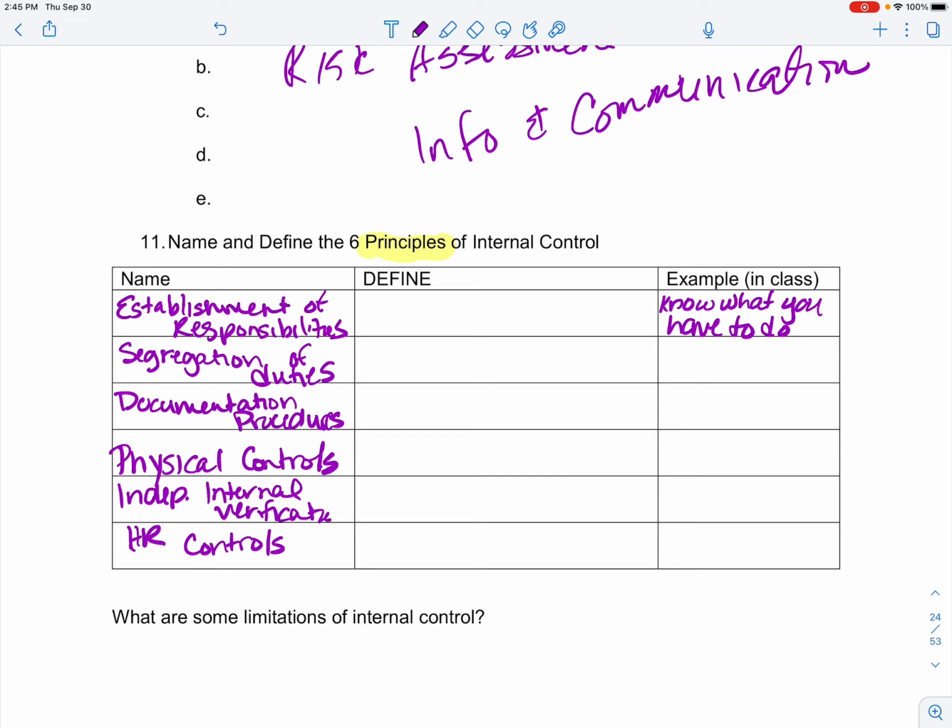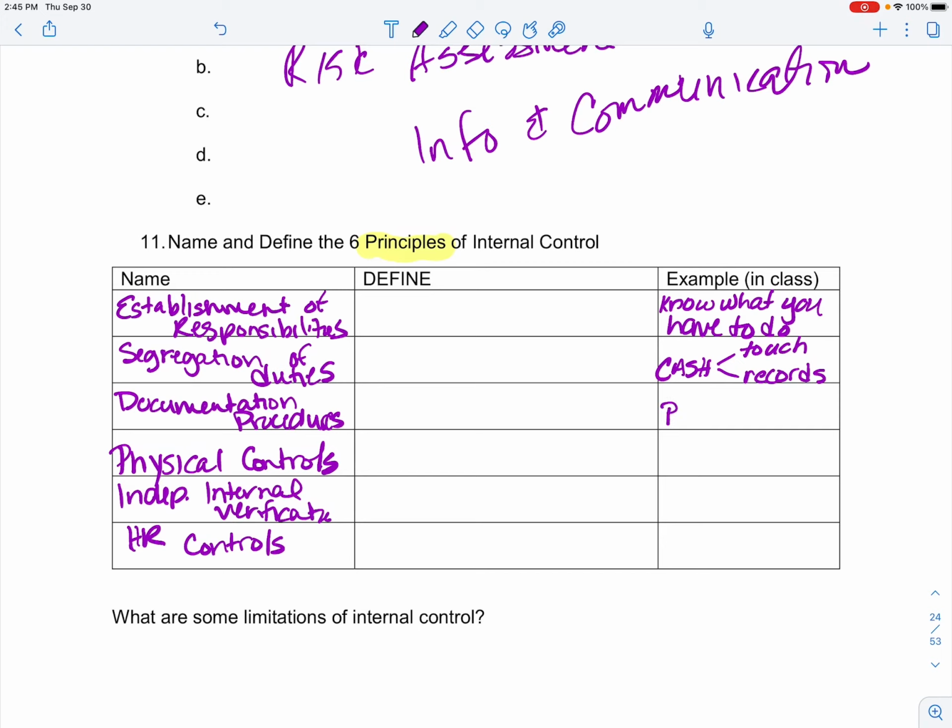When you think of segregation of duties, this is specifically relating to cash. So if you're able to touch the cash, then someone else should be recording the cash. For example, with an accounts payable clerk, one person is opening the mail, another person is recording any checks that come in. So when you're thinking of segregation of duties, because I know it can get confusing with establishment of responsibilities, always go back to that cash term, because that's what we really want to make sure we separate.